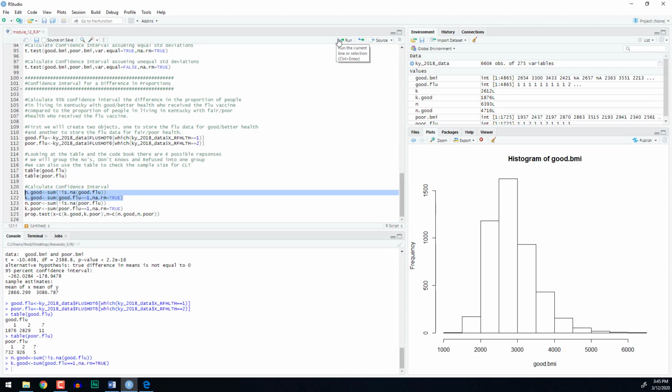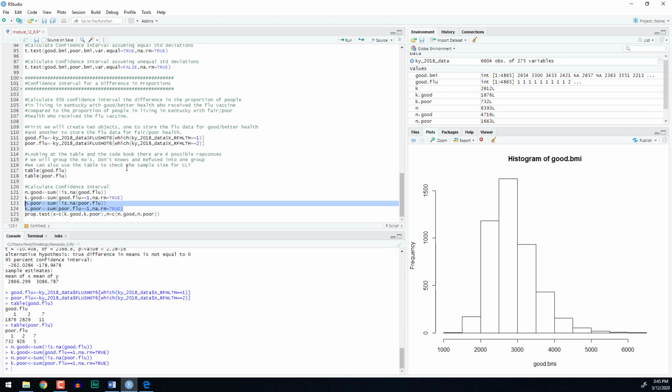And then we're going to do the exact same things for those with poor health. So again, this first line is going to find the total number of people in the poor health group, and then the K.poor is going to find the number of people in that poor group who did receive their flu shot.